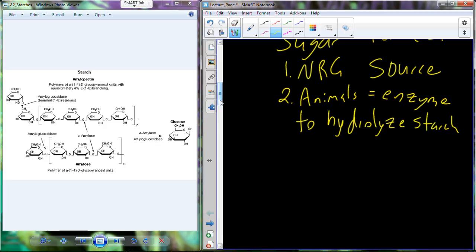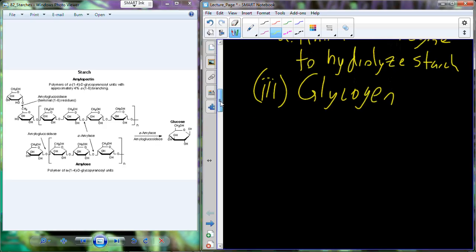Humans also have a version, and really it's mammals in general that have a version of starch. It's called glycogen. And it's structurally a little bit different. That's why we don't just call it starch, because it's like starch, but it's not exactly the same bonds and everything. So glycogen is another storage polymer, a polysaccharide, that we find in animals.